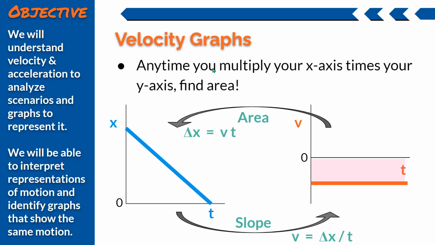Anytime you multiply your x-axis times your y-axis, find area. So again, same thing. If you're looking at a graph and you're like, what can I do with this? And you have an equation that says v times t equals delta x, then you know that the area of that graph will tell you your displacement.